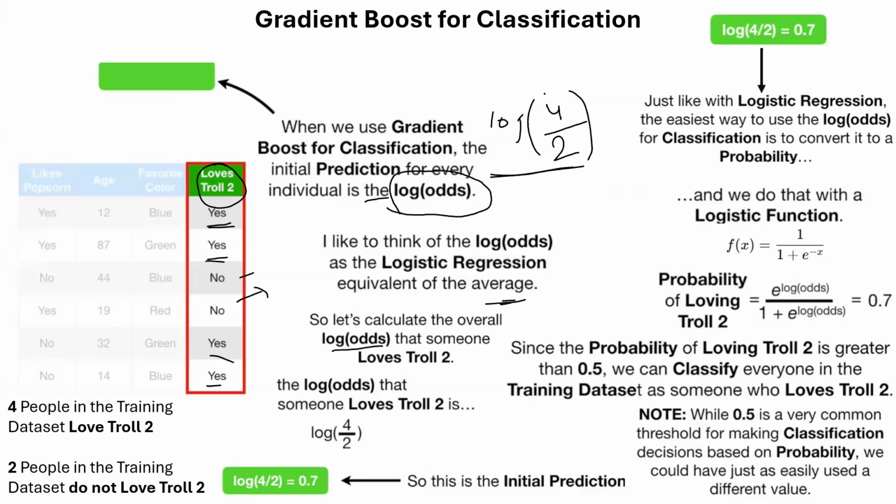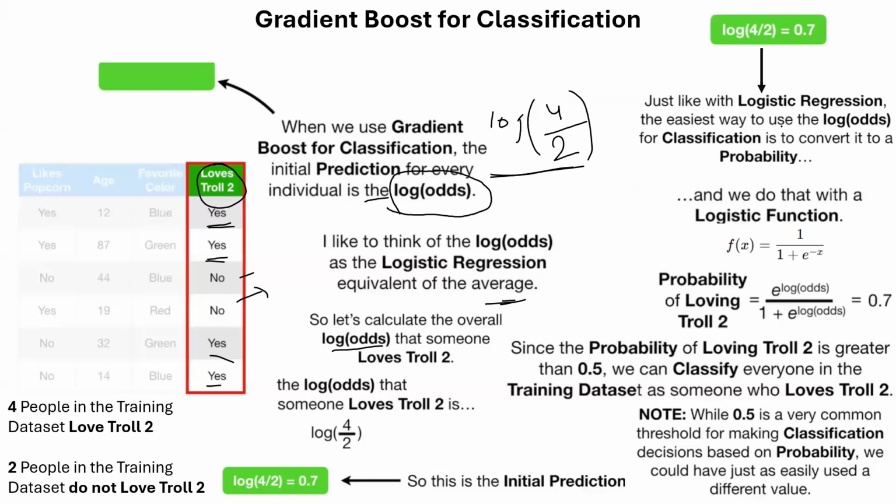Why the log of odds is calculated this way, let's not bother about this at this point. I'll explain when we come to logistic regression. But that is how you calculate the log of odds. That value comes to 0.7. So the log of odds is 0.7.